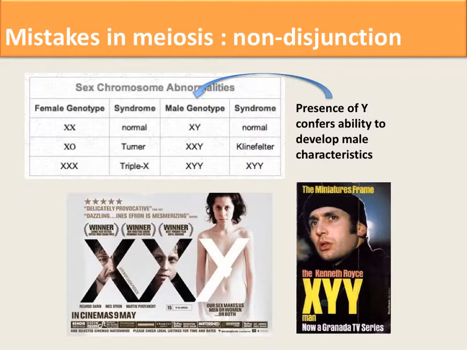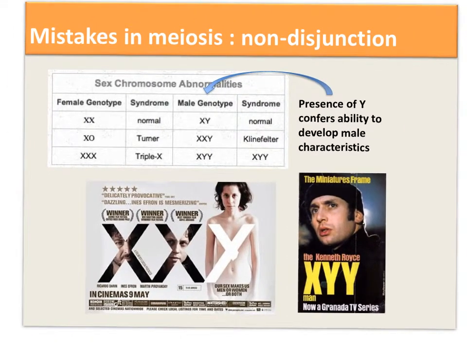Now, you can also have non-disjunction, like I talked to you before about trisomy 21, where the individual inherited 3 chromosomes instead of 2. Okay? And that's Down syndrome. Now, there are some people, in terms of sex chromosomes, where there's non-disjunction as well.